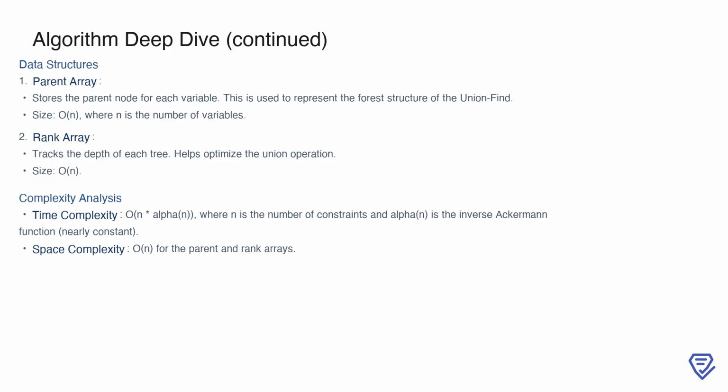In terms of complexity, the time complexity of the algorithm is O(n * alpha(n)), where n is the number of constraints, and alpha(n) is the inverse Ackermann function. The space complexity is O(n), due to the storage of the parent and rank arrays. These complexities make the algorithm highly efficient for large inputs.